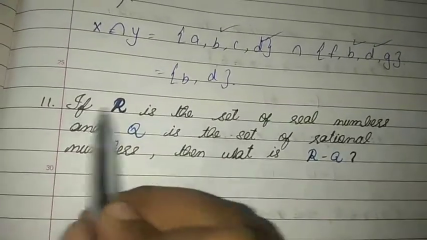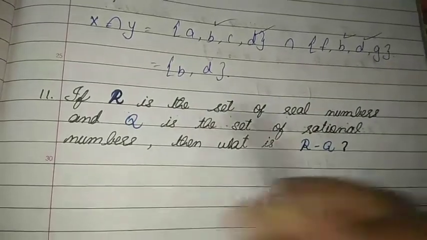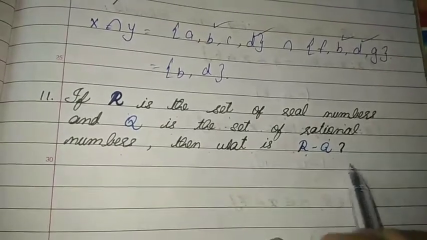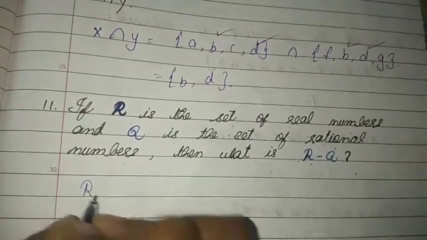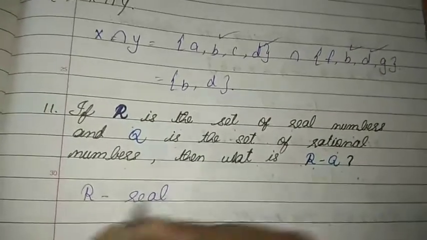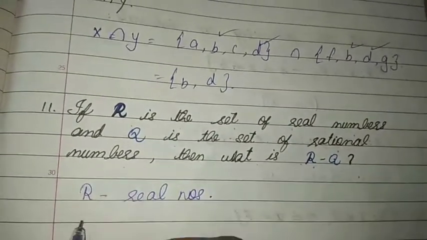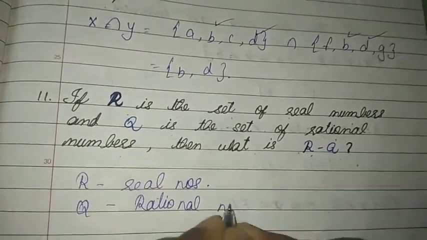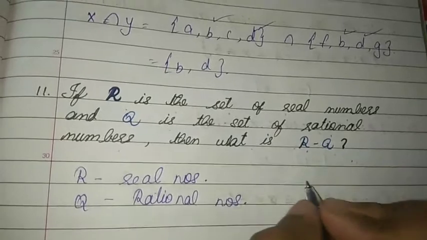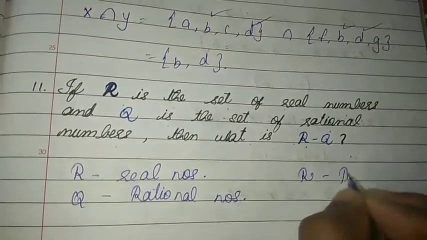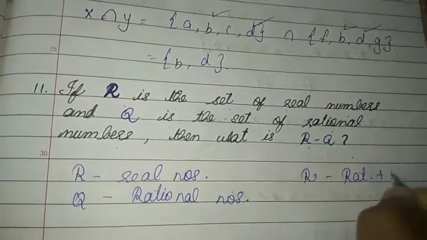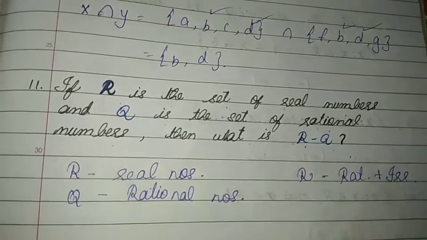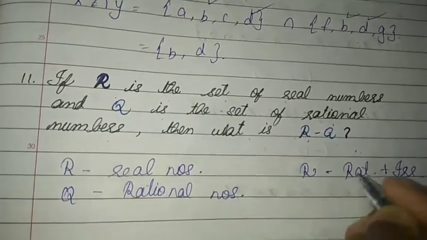Next question, if R is the set of real numbers and Q is the set of rational numbers, then what is R difference Q? They have given that R means real numbers. Next, Q means rational numbers. Fine. So, real numbers means rational plus irrational. Fine. Now they are asking R minus Q.